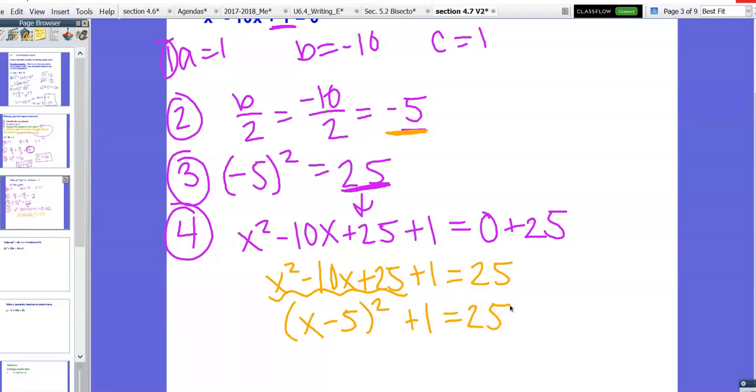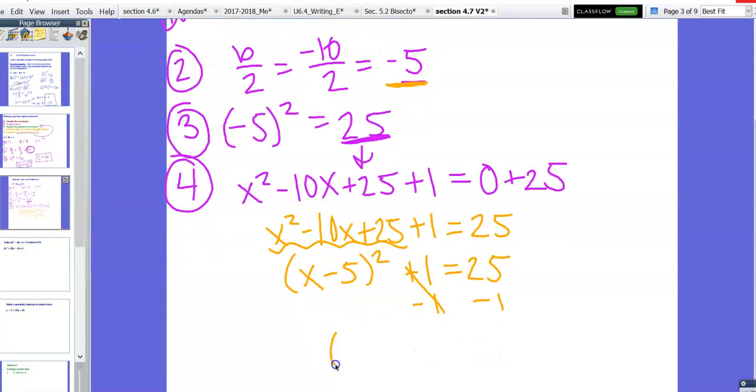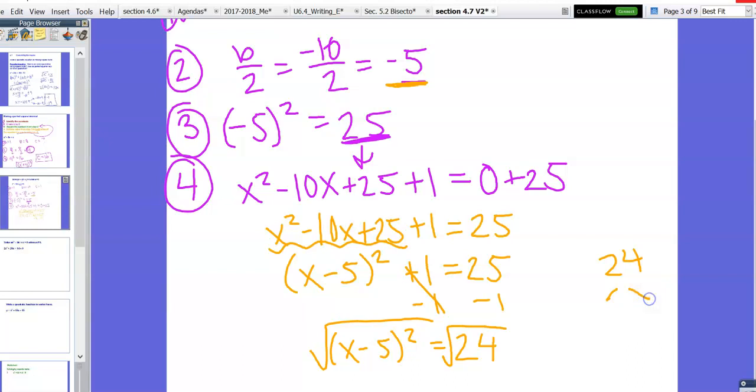And now, this is a question we've seen before. We want to get the x minus 5 squared by itself, so subtract the 1. Take the square root of both sides. 24 is not a perfect square, so we can factor, and look for the biggest perfect square we can find. For us, that's 4.